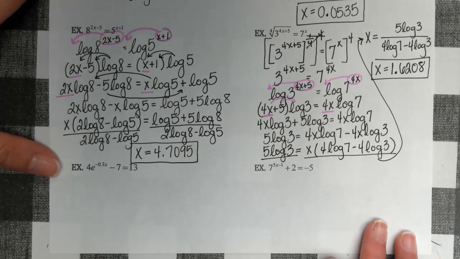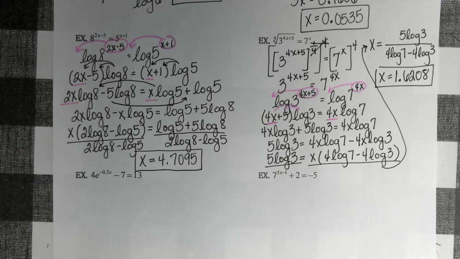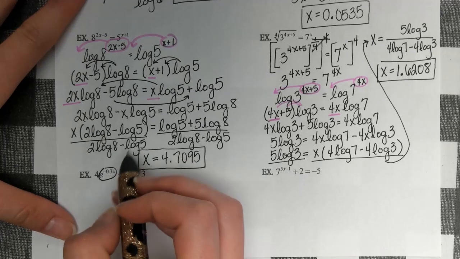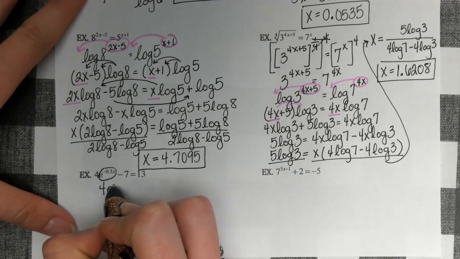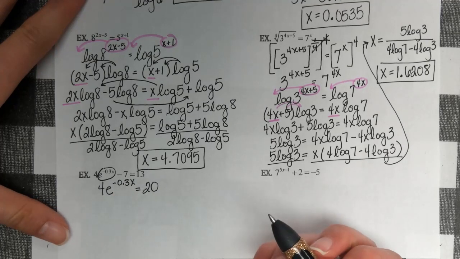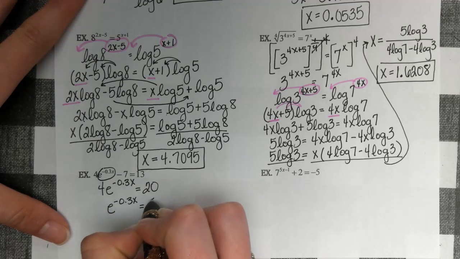So then my next one, I've got 4 times e to the negative 0.3x power minus 7 equals 13. What am I going to do? Not yet. But I will. How do you know I'm going to eventually take the natural log? The e. I need to isolate what's being raised to the exponent. So I'm going to add my 7. So 4 times e to the negative 0.3x equals 20. And then divide by 4. E to the negative 0.3x equals 5.